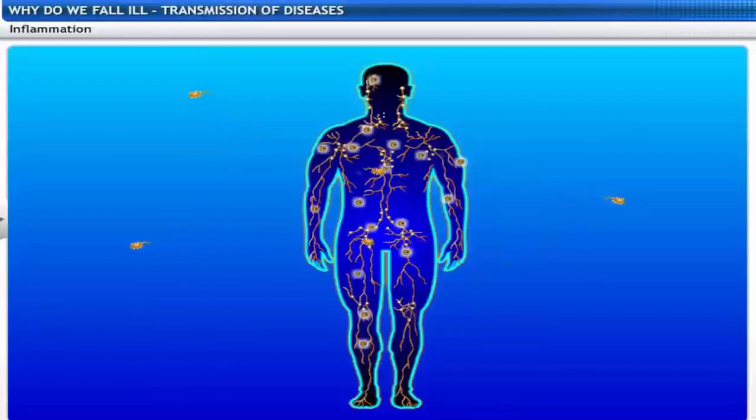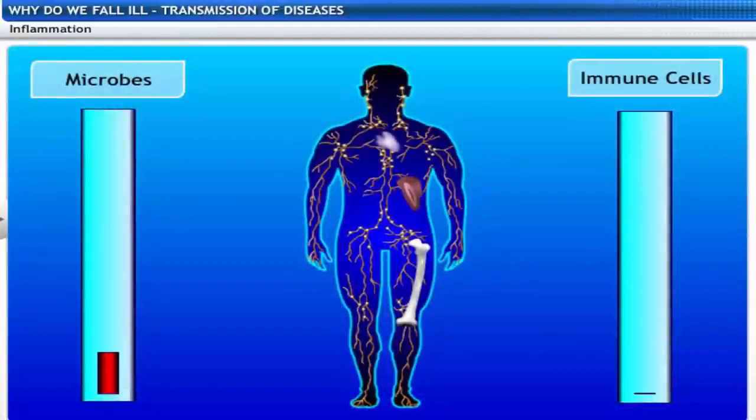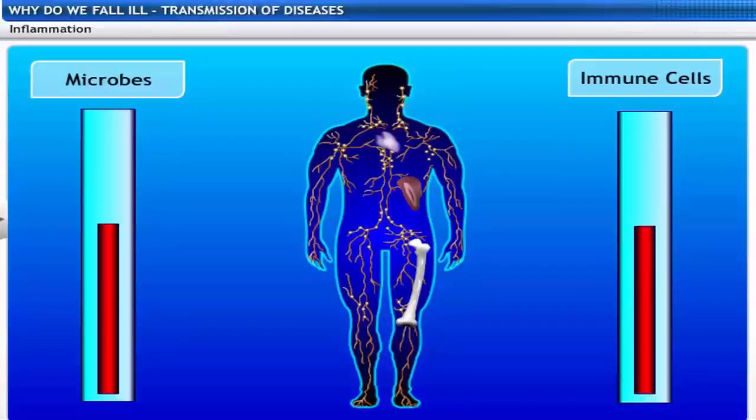The second effect is the severity of the disease, which depends on the number of microorganisms in the body. The immune system is the main factor that decides the number of microorganisms in the body.